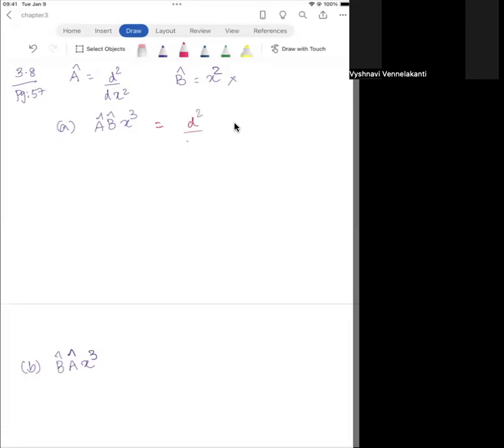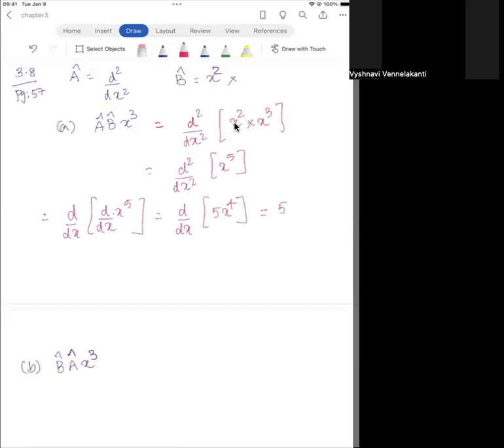So that will be this, x to the power 5. Now I can write it as, I'm going to bring the constant out. And this will give me 20x cubed. So that is the answer.